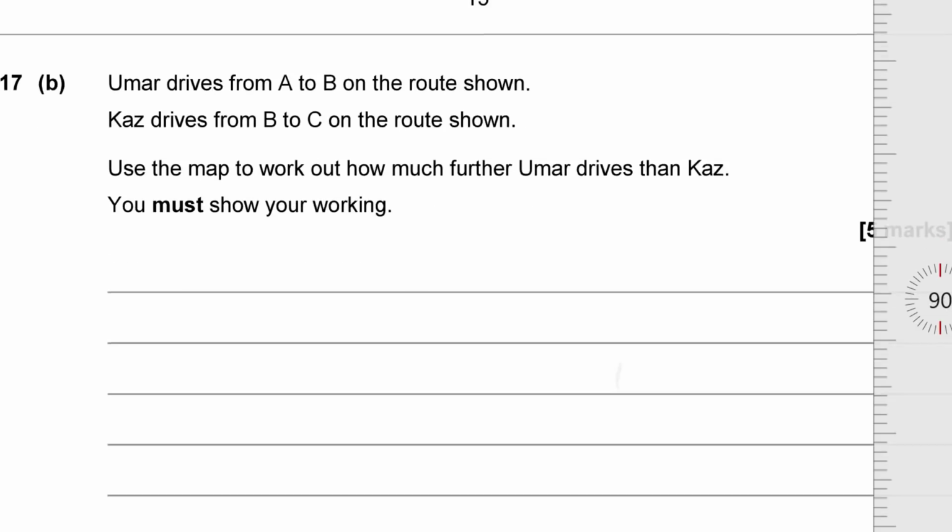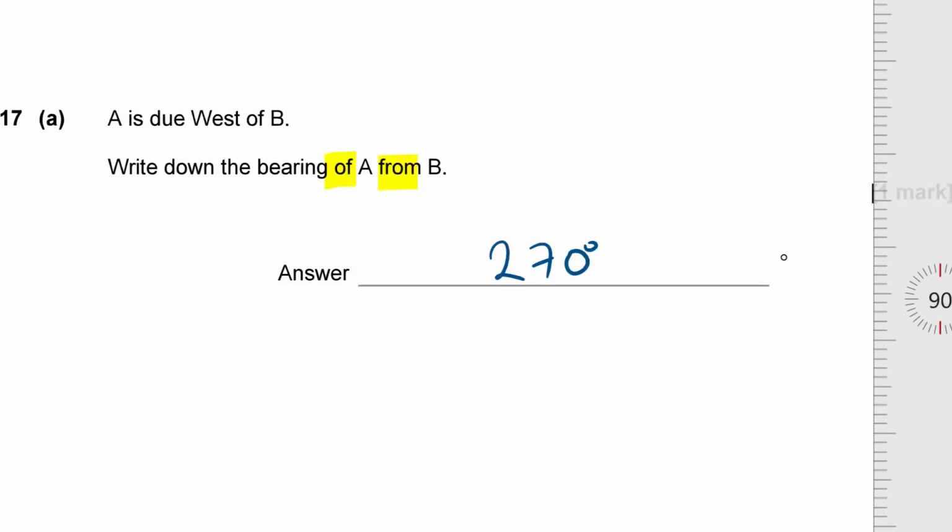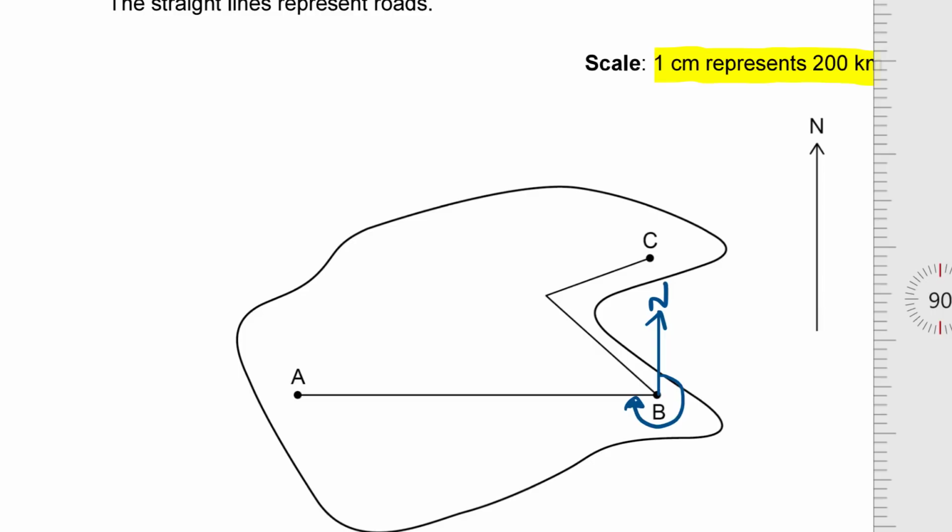Okay, what does B say? B says Umar drives from A to B on the route shown. Kaz drives from B to C on the route shown. Use the map to work out how much further Umar drives than Kaz. Umar drives from A to B on the route. Kaz drives from B to C on the route. So Umar is going from A to B. That's Umar.